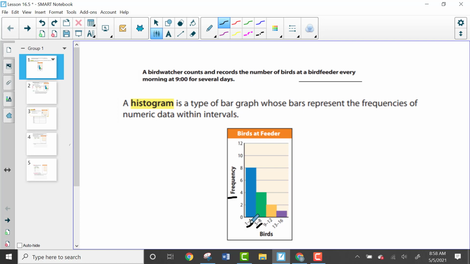Also, you can understand with a histogram that the bars touch each other. This represents that there aren't any numbers in between 4 and 5, which we obviously know, or 8 and 9 or anything like that. And also the bars do not overlap. The basic idea of a histogram is that the taller the bar, the more frequency it has.